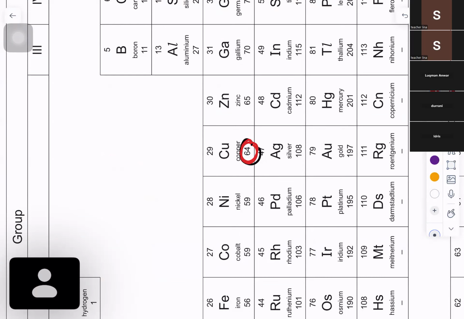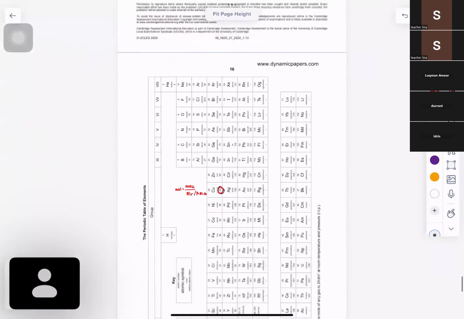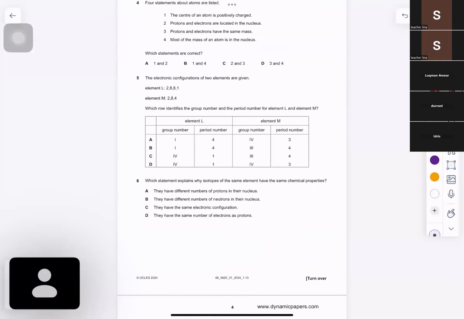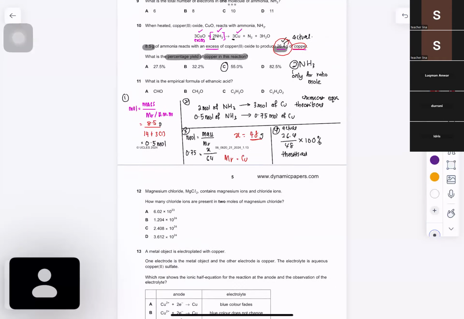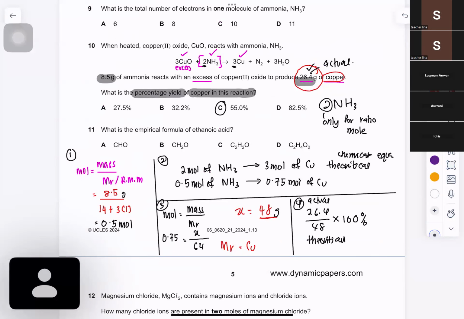So kita guna formula mole equal to mass over MR. MR tu ni lah. Kita ambil lah RMM, relative molecular mass. Faham? Okay. Okay, sudah faham. Boleh teacher proceed. Ada nak tanya apa-apa? So ada tanya apa-apa sebelum teacher nak go to question 40?